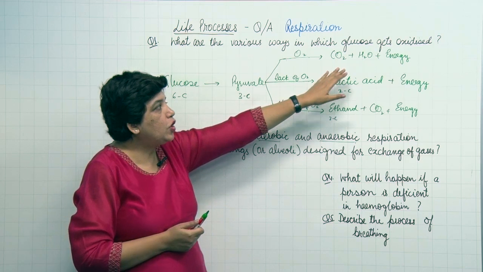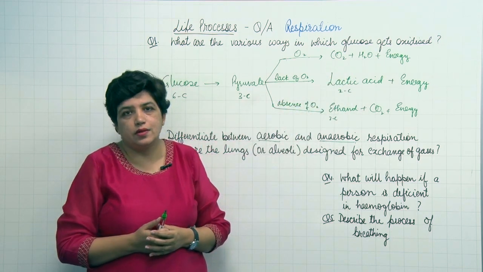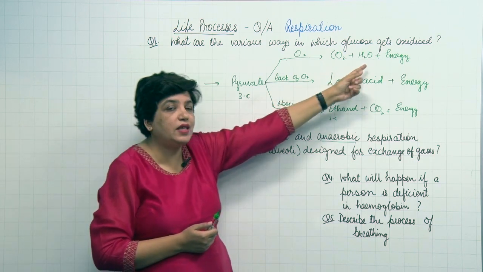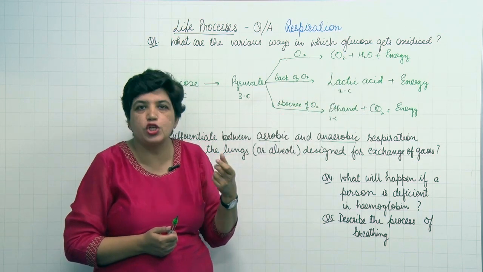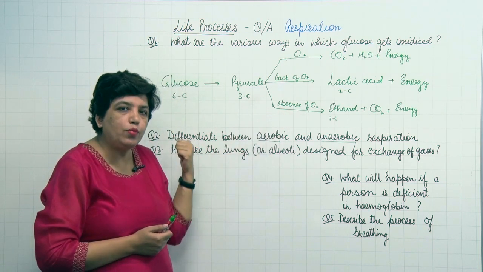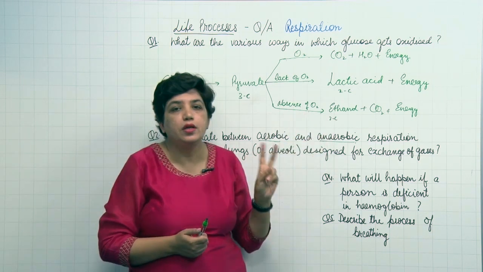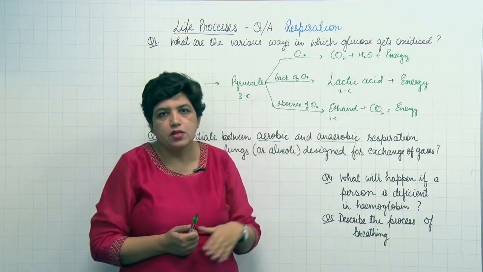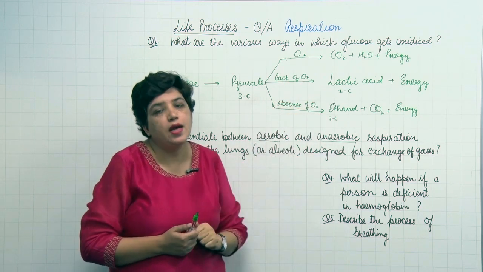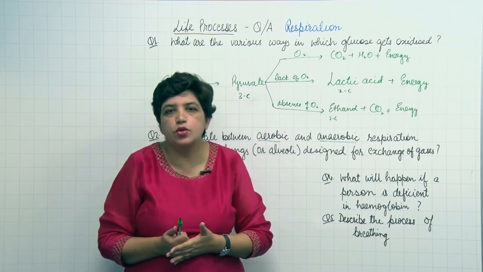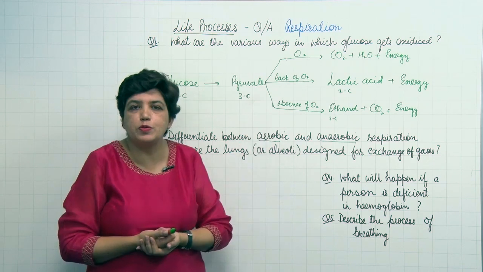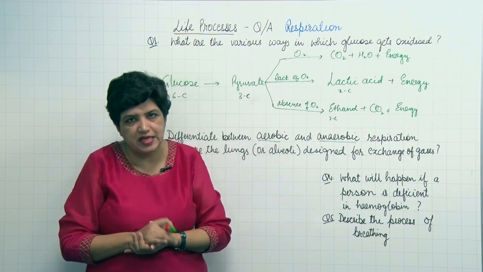Third difference, a lot of energy is released in aerobic respiration. 1 molecule of glucose releases 38 molecules of ATP, which are the energy currency. While in anaerobic respiration, 1 molecule of glucose gives only 2 molecules of ATP. So more energy is released in aerobic respiration while less energy is released in anaerobic respiration. Aerobic respiration takes place in humans and other land animals, while anaerobic respiration takes place in microorganisms like yeast.